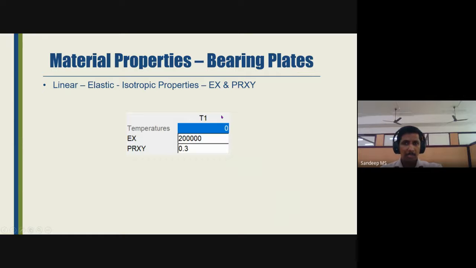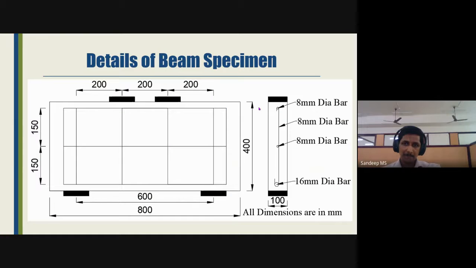And coming to the bearing plate, it is undergoing only linear elastic behavior. So I will be giving only Young's modulus and Poisson's ratio. So these are the properties that we will be giving for our model today. The same dimensions as in the figure.